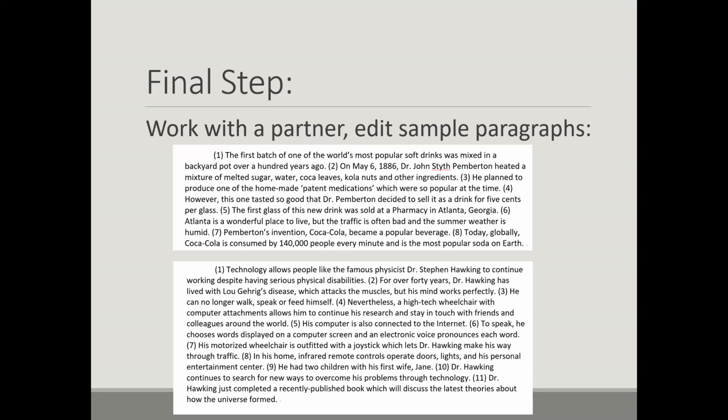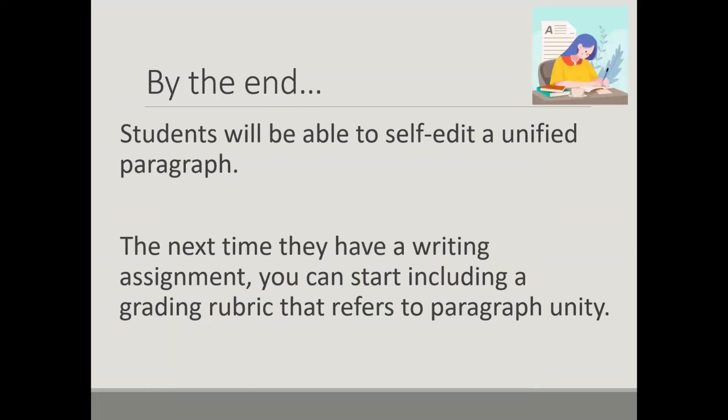So you kind of go through each sentence, right? And maybe some students may have a few questions. So question number 3, they may ask about how to integrate that in, right? So some of the sentences may require some additional editing. By the end of this exercise, students will be able to self-edit a unified paragraph. And the next time they have a writing assignment, you can enforce this by starting to include a grading rubric that refers to paragraph unity. And you can grade how unified their paragraphs are.